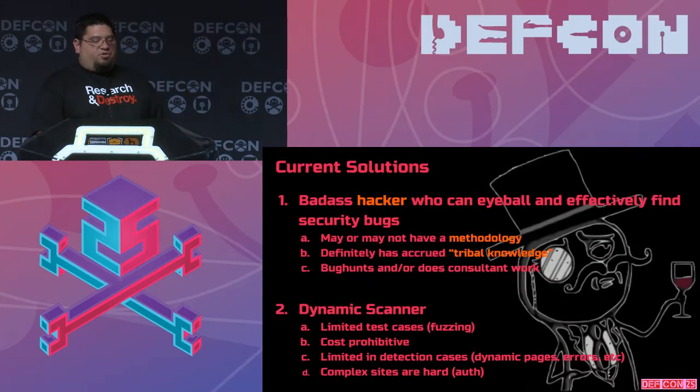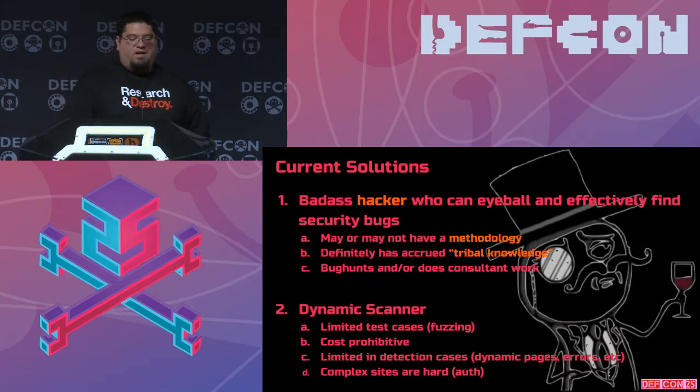So the current solutions to effectively find security bugs in web applications are, you have a badass hacker who can eyeball parameters or input places that are vulnerable. So they can find security bugs. They may or may not use a methodology. They definitely have accrued some tribal knowledge of vulnerabilities. And you can do this as a bug hunter or consultant or something like that.